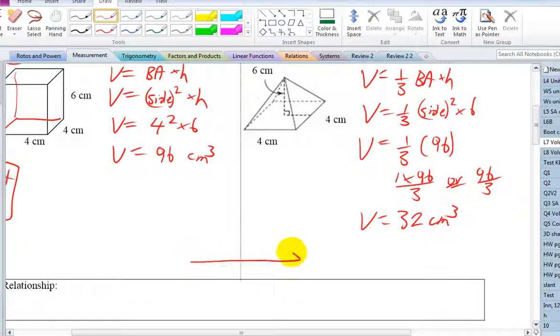What's kind of neat, if you have a cube and a pyramid with the exact same measurements, you can simply divide by 3. And in the other direction, if you're going from a pyramid to a cube, you would simply times by 3. That's the neat relationship there.